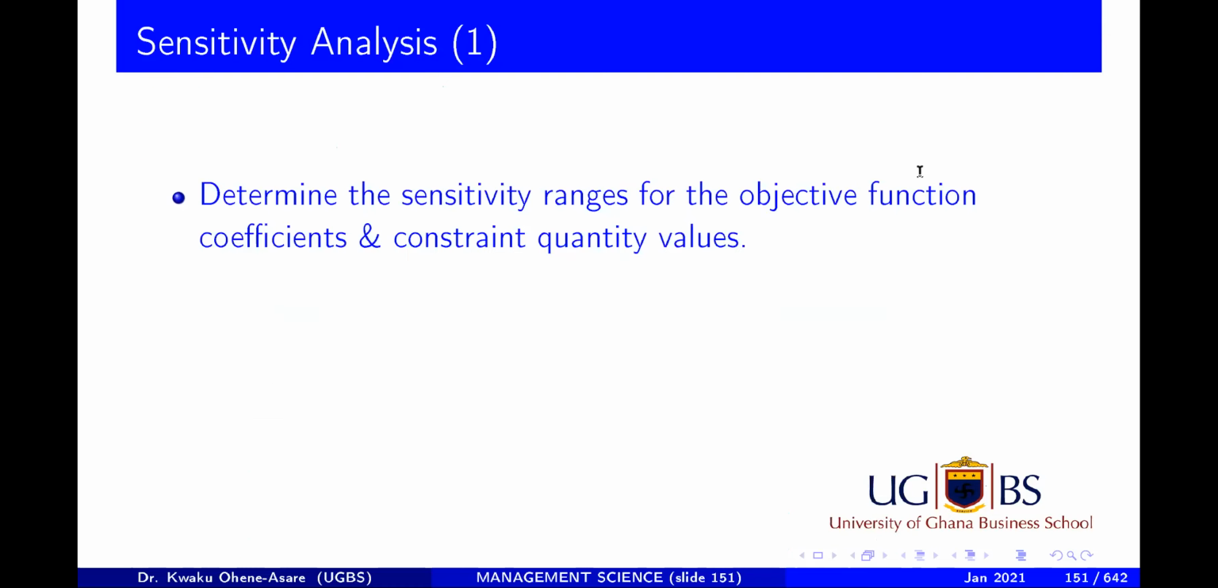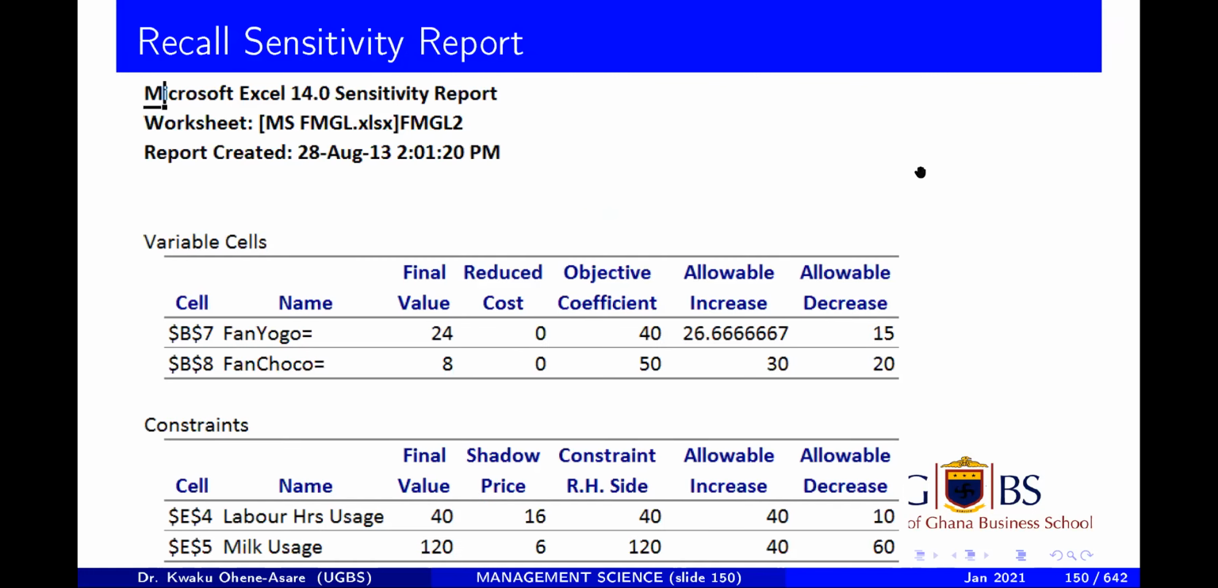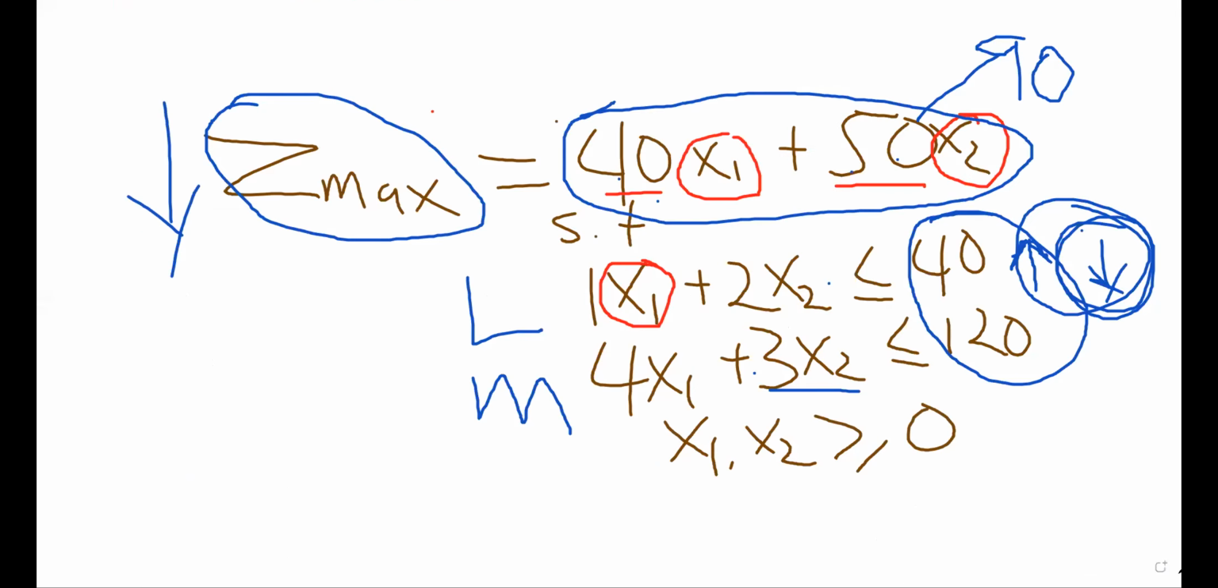First of all, determine the sensitivity range for the objective function coefficient, and then determine the sensitivity range for the constraint. Now, I want you to look at this. The objective function coefficients are what you have here, 40 and 50. The allowable increase and the allowable decrease are for them. But what do they mean? I'm going to do one, explain it, and then you will do the others. It's a computation that you're going to work with me on. So let me just rewrite them here.